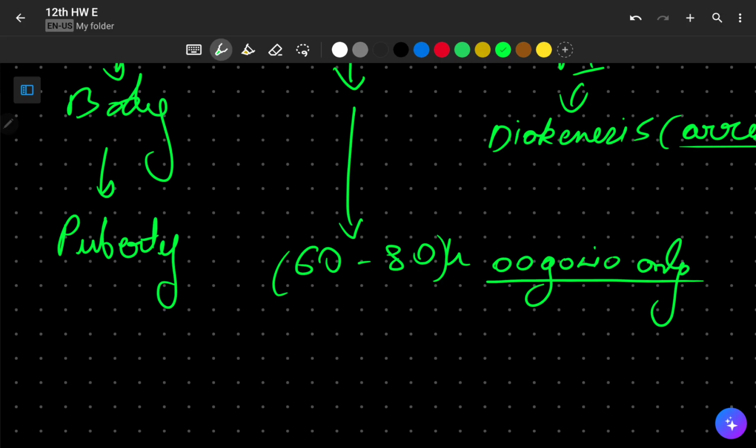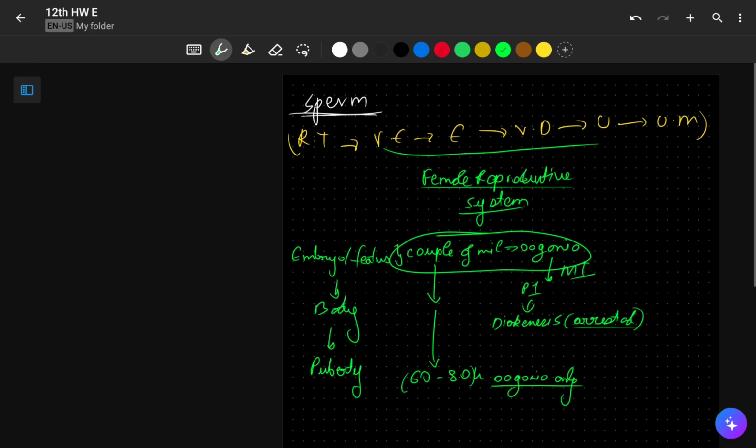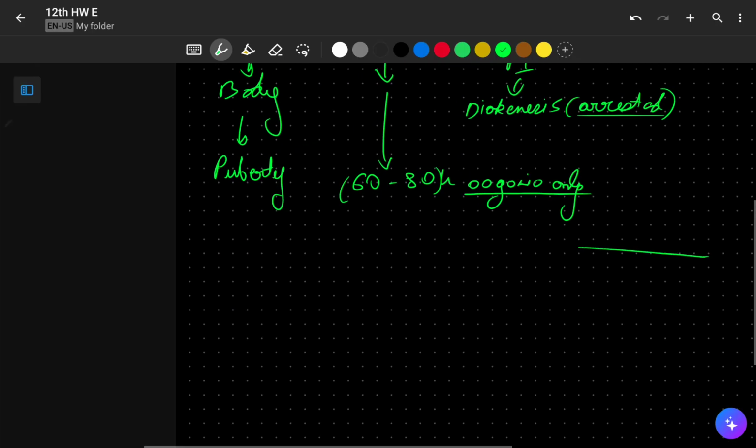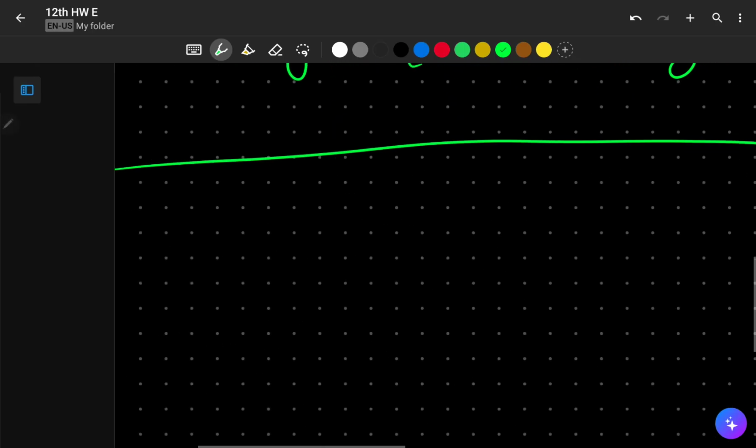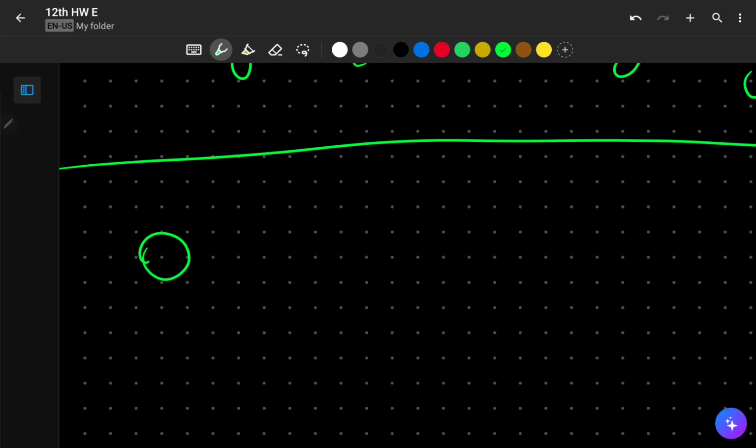So puberty occurs and everything starts. So now let's understand how an ovum is formed. For that, we will have to make some diagrams. Okay. First, we have an oogonia. Pretty cool. There are 60 to 80k per ovary. So in total we can imagine like 120 to 160k oogonia.